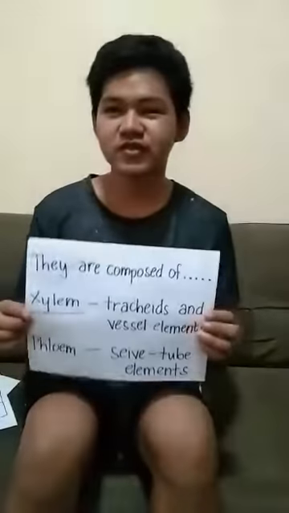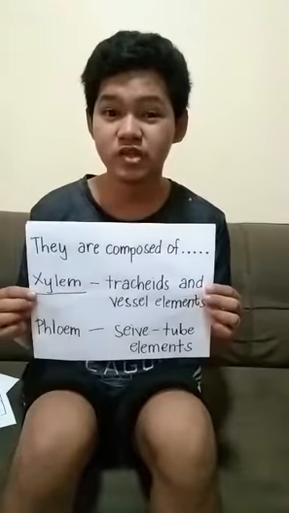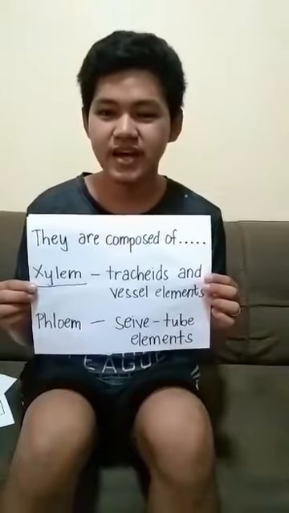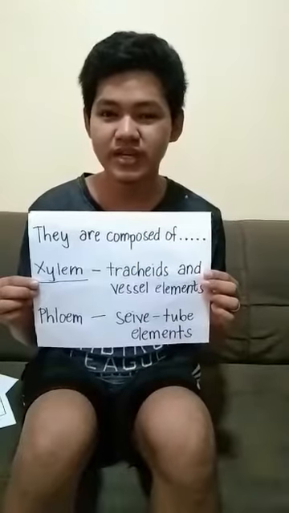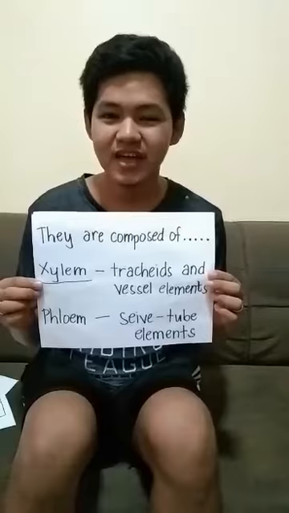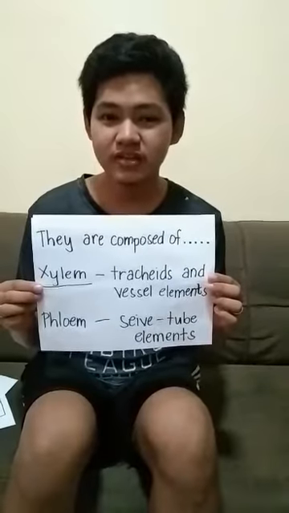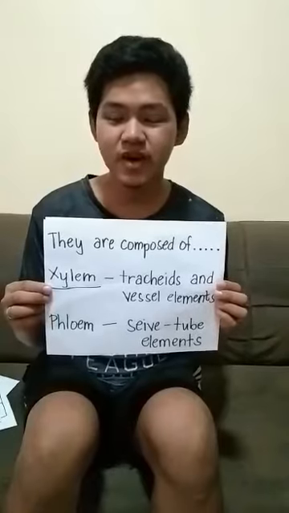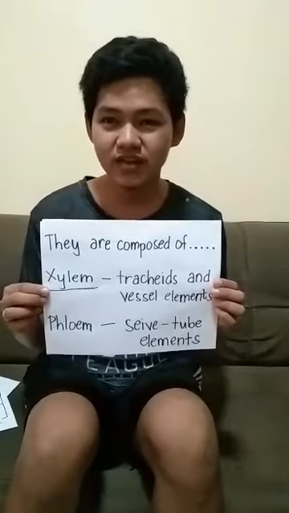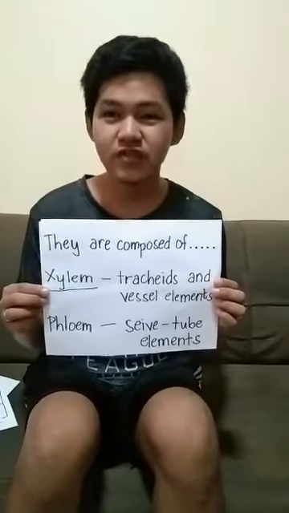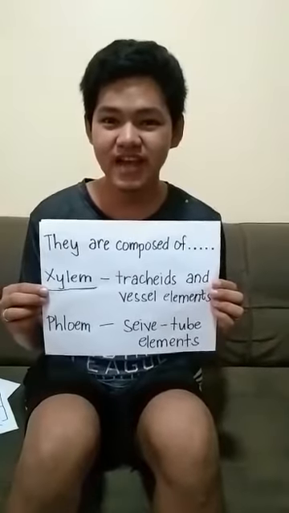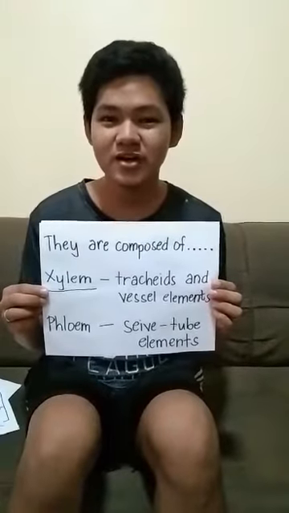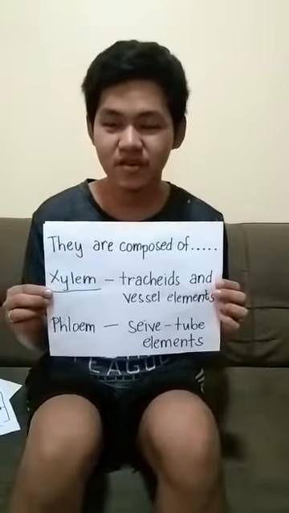Now let's go to the composition of our complex permanent tissues. Xylem is composed of tracheids and vessel elements. Tracheids are thin and elongated cells where water passes through. They have thin primary walls and thick secondary walls. The secondary walls have pits that allow the transport of water from one cell to another.